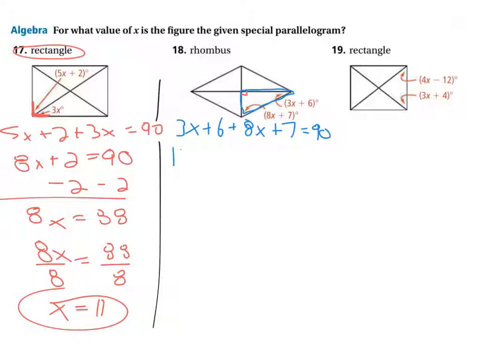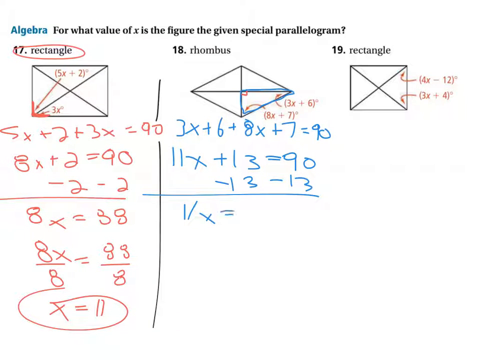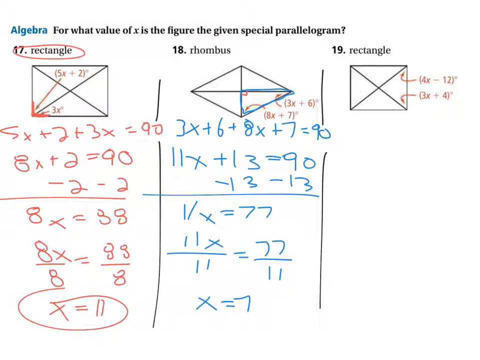Then when you combine like terms, you get 11x plus 13 equals 90. Subtracting 13, you get 11x equals 77. Divide both sides by 11, and you get x equals 7. That's the value that is going to give you 90 degrees between those two angles, which will then sum to 180, because we know that the first angle where the diagonals form is 90 degrees because they're perpendicular in a rhombus.